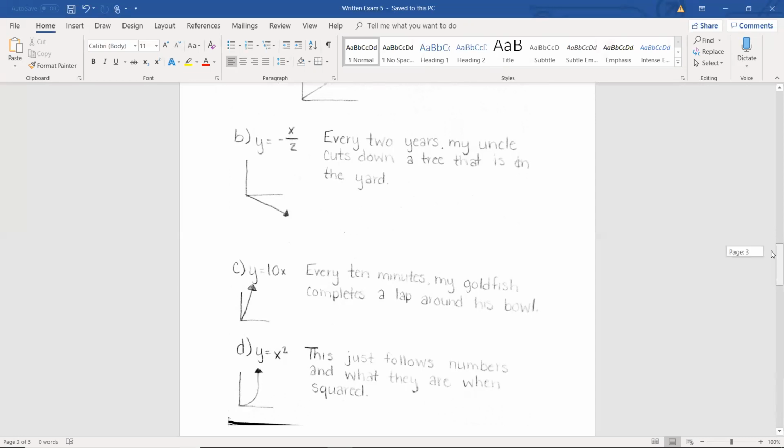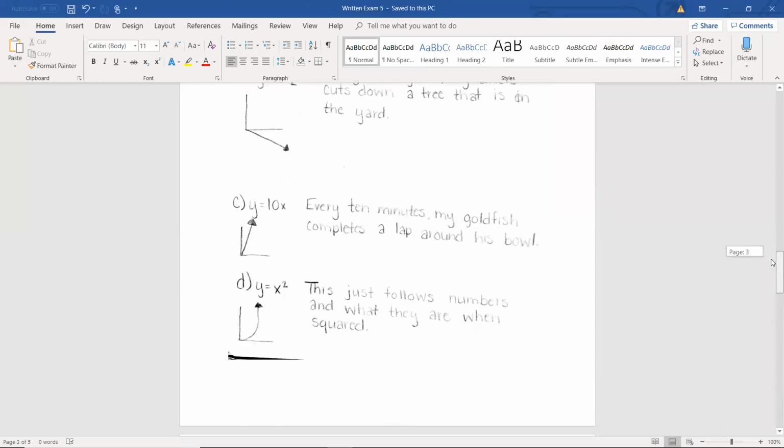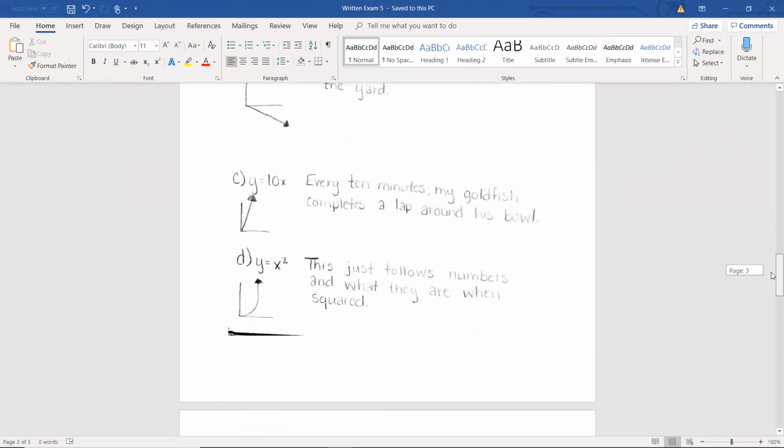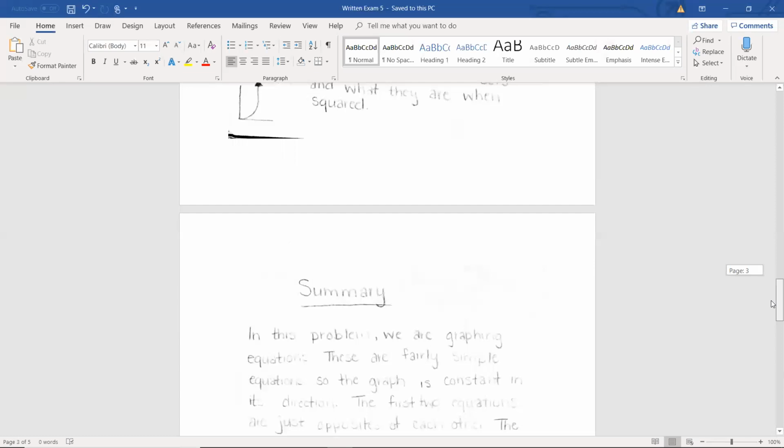For this one, it is using square roots because we're squaring x. I could not think of an equation for this one, but it does pretty much create a U shape on the graph, and it follows numbers that are squared. So that's my very creative equation that I have come up with.